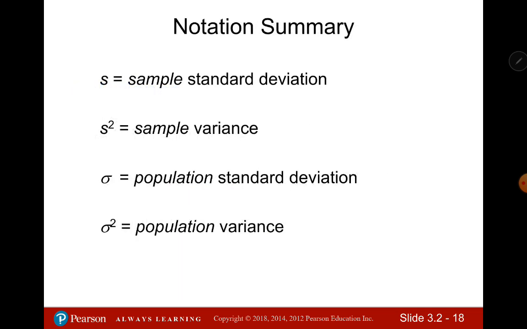Let's check the notation. It's just the same notation. S is for sample. S squared is also for sample. So S squared is variance. Similarly, sigma is for population. Sigma squared will be the population variance.